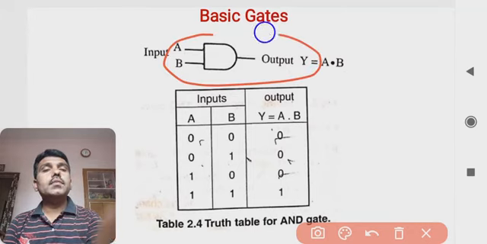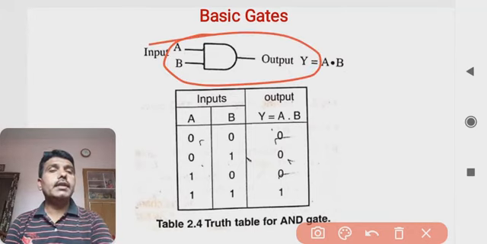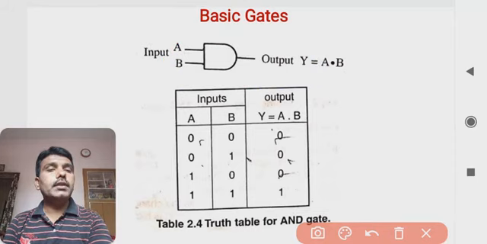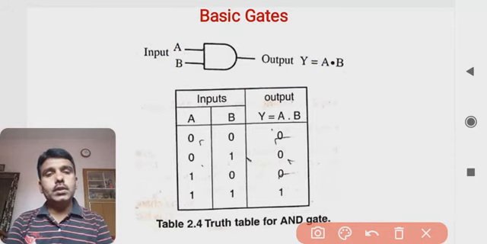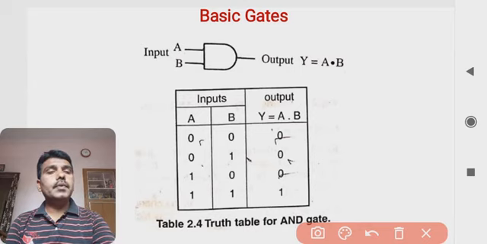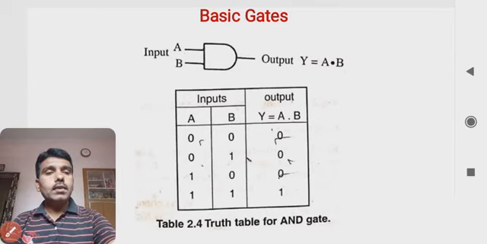This is the symbolical representation of the AND gate, and it is denoted with a dot, that is, y equals a dot b. So this is the symbolical representation for the AND gate.